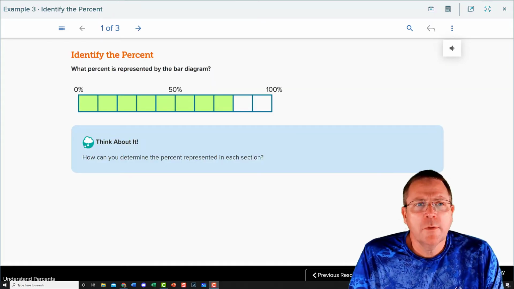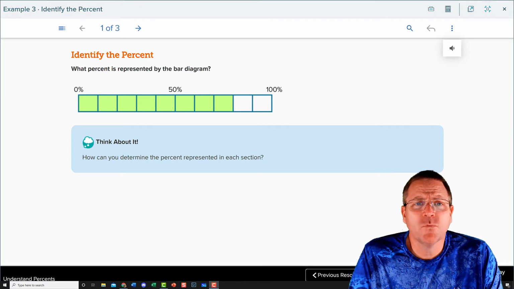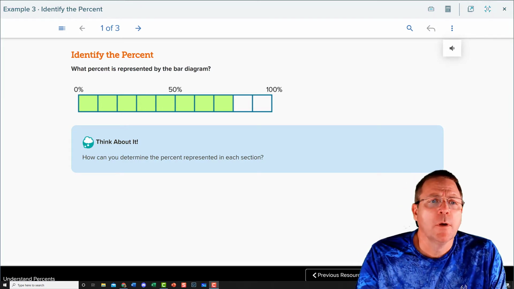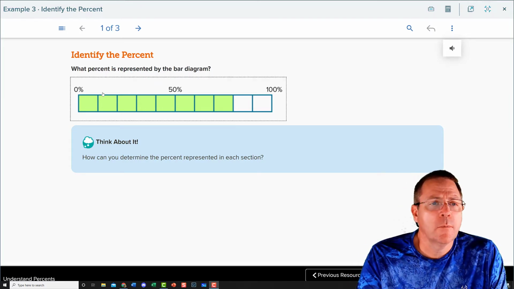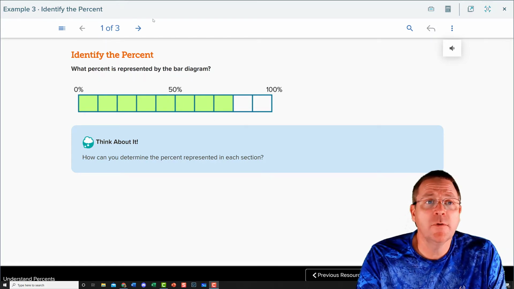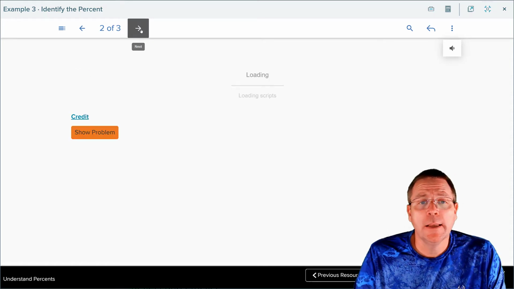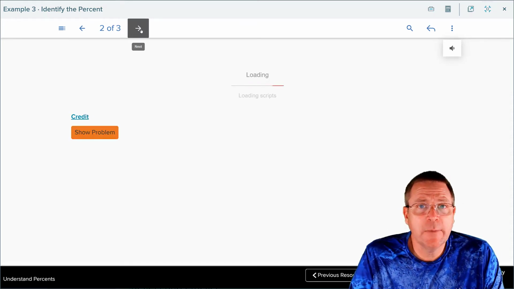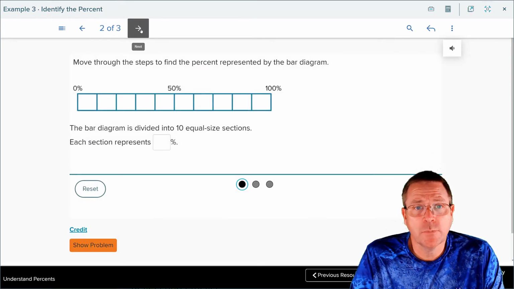So let's take a look at this one. What percent is represented by the bar diagram? Well, if you count it, 1, 2, 3, 4, 5, 6, 7, 8 of your boxes are going to be shaded. Each one of those boxes represents how many percent? 10%. So 8 times 10 is going to be 80%.